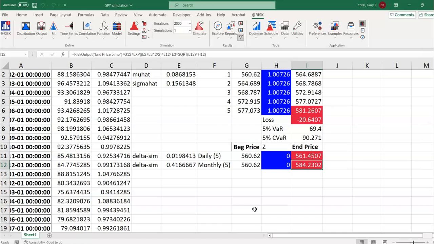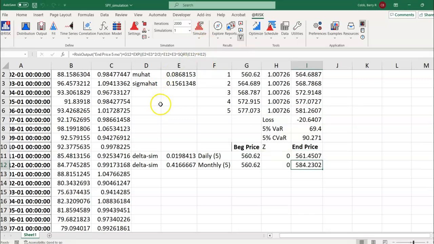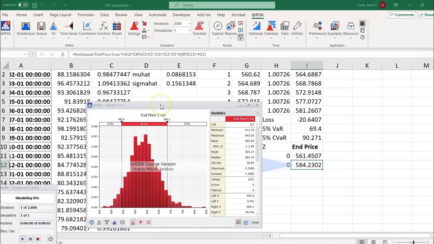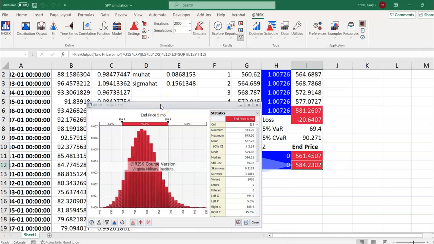All right, so now we have our 2 outputs. And so what we want to do is simulate this. I'll simulate it for 2,000 iterations. And we'll just go ahead and start the simulation. And what we see here is the ending price after 5 months with geometric Brownian motion.